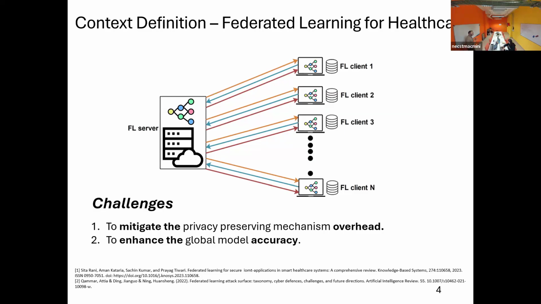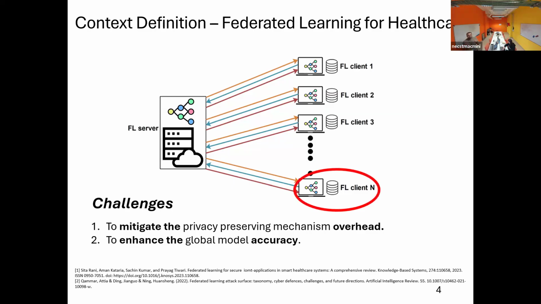First thing first, there is a huge overhead. We need to secure information, we need to secure data. These privacy-preserving mechanisms have an overhead that can't be ignored. And also, even if you have multiple models and you want to combine them, it's not obvious that the final result will be better than the initial one. So also the strategy for combining these models must be deepened.